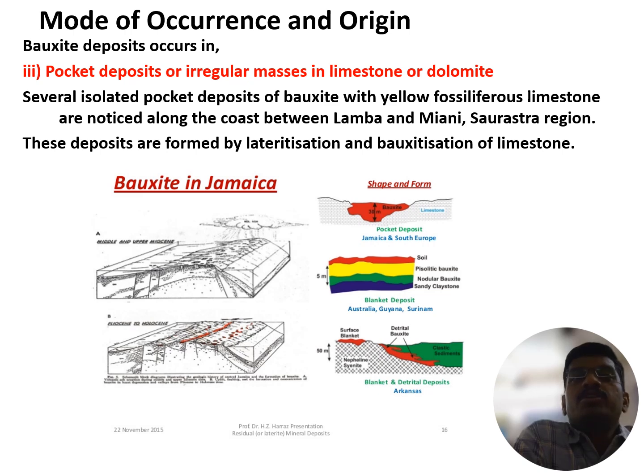The next one is called pocket deposits, or irregular masses in limestone or dolomite. Several isolated pocket deposits of bauxite with yellow fossiliferous limestone are noticed along the coast between Lumba and Mayane in the Saurashtra region. These deposits are formed by laterization and bauxitization of the limestones. An example is given from the bauxite of Jamaica.